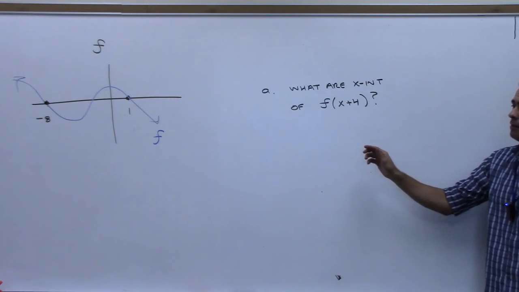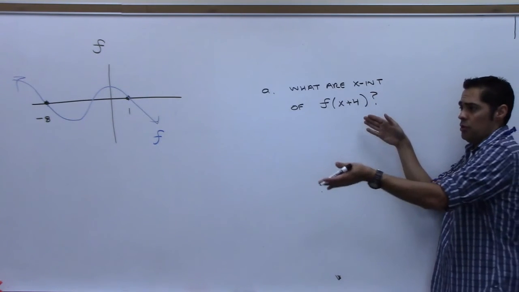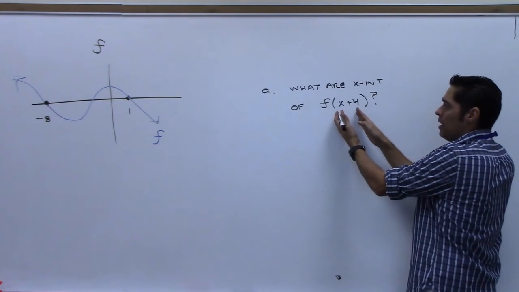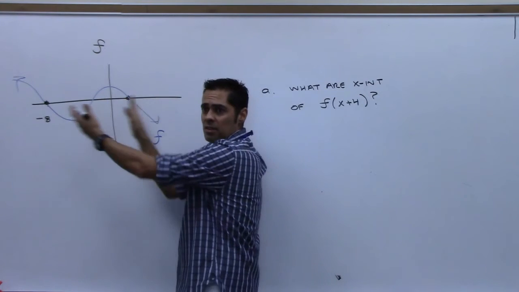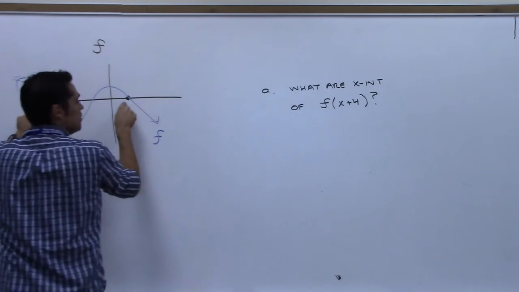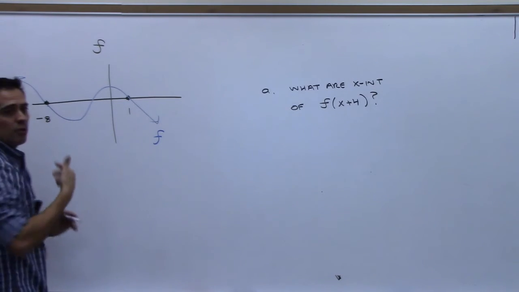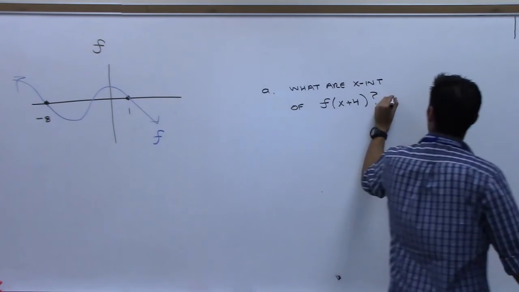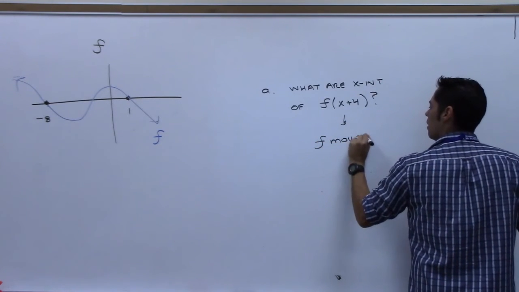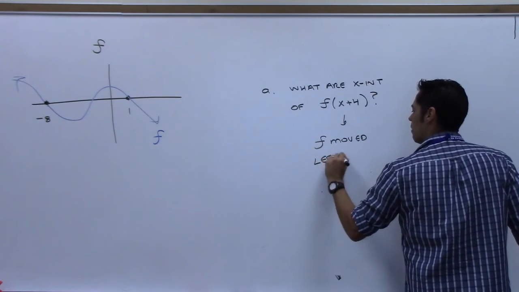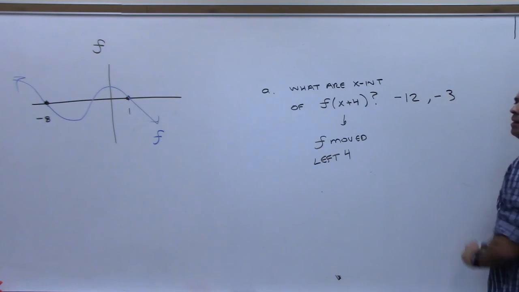So how are you getting that? So what does adding 4 inside the function do? Moves the whole thing to the left 4, doesn't it? So it takes this picture f and it moves it to the left 4. So that means it takes both these x-intercepts and moves them to the left 4. So just subtract 4 from each of those. So this is f moved left 4. So negative 12 and negative 3. Very good.